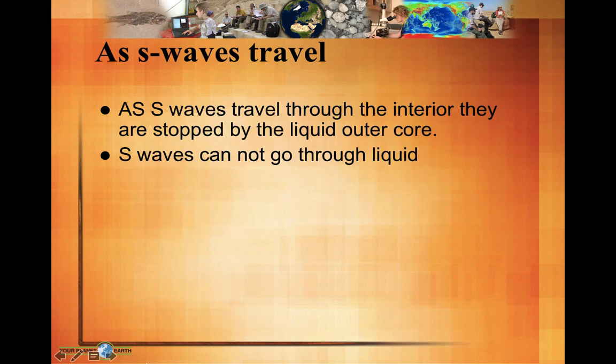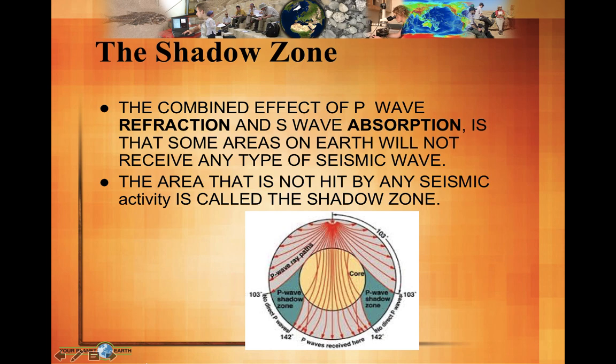Okay, so S waves. As S waves travel through the interior, they are stopped by the liquid outer core. So S waves cannot travel through liquid, and we know that the only liquid layer of the Earth is the outer core. So the combined effect of P-wave refraction and S-wave absorption is that some areas on Earth will not receive any type of seismic wave. The area that is not hit by any seismic wave activity is called the shadow zone.